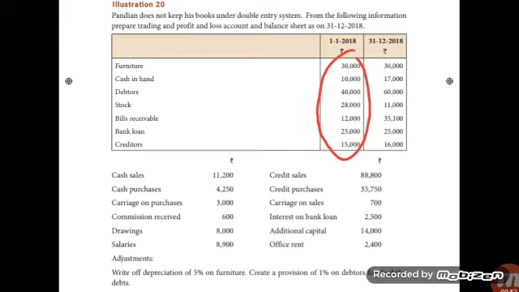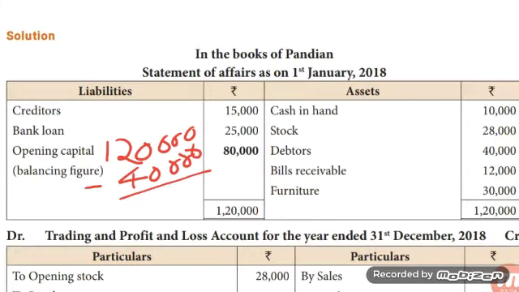First, assets. Furniture on asset side 30,000, cash in hand asset 10,000, debtors asset 40,000, stock asset 28,000, bills receivable asset 12,000. Then bank loan, it is a liability. Enter on the liability side amount 25,000. Then creditors on liability side 15,000. Now we entered all assets and liabilities. Then find the balance.